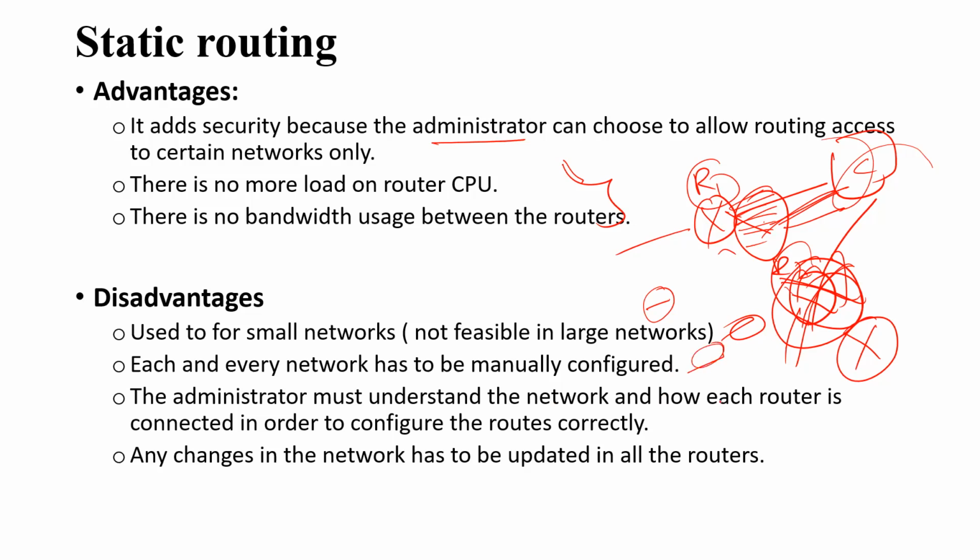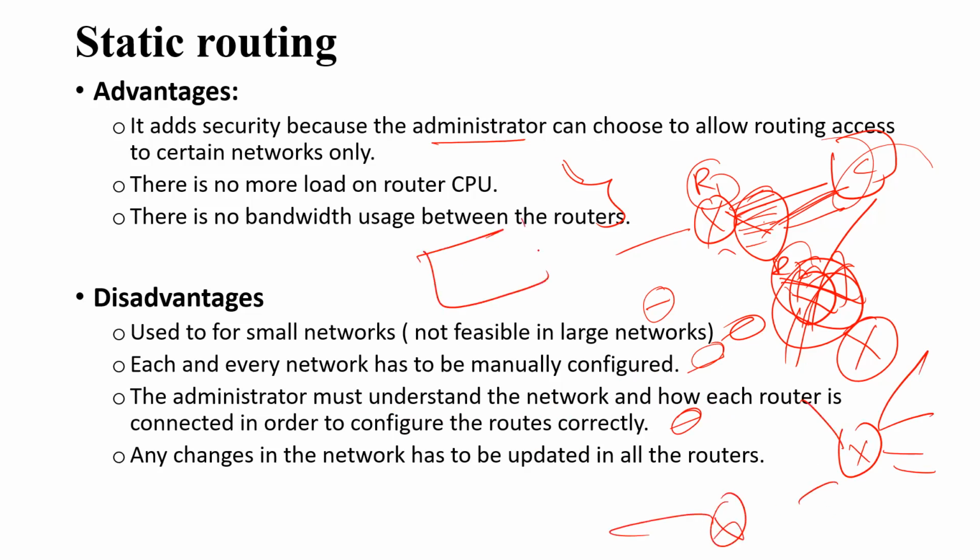This is the same point only. And the network administrator must understand the subnets and how to reach each router correctly. What it means is, he needs to be aware of how many subnets and how many LANs this router is connected to, and that one more router is there. If it is a simple architecture, it will be easy. But if you have a complex architecture with hundreds of routers and hundreds of networks, it will be very difficult for the static routes. And if you see this point, any changes in the network have to be updated in all the routers.